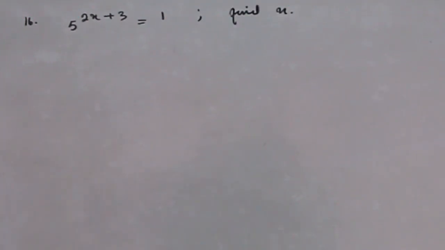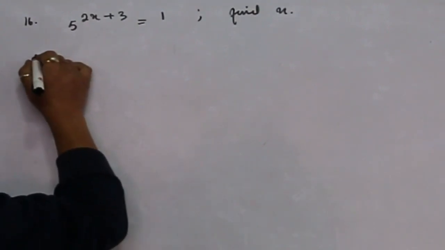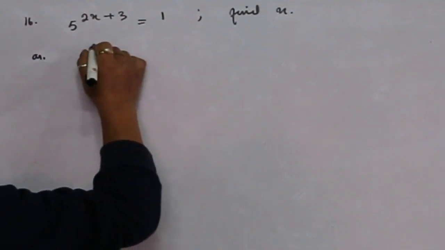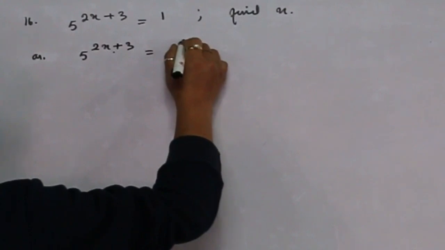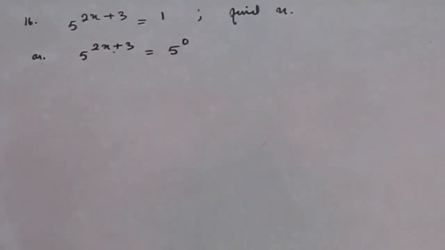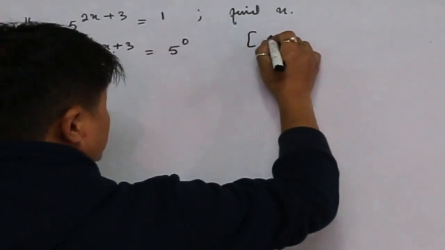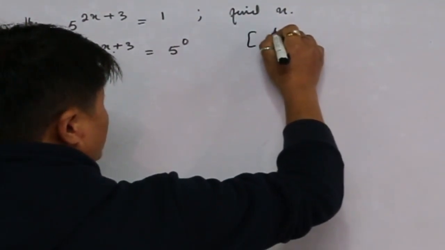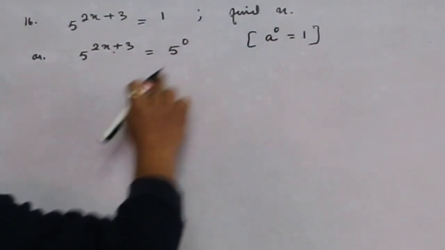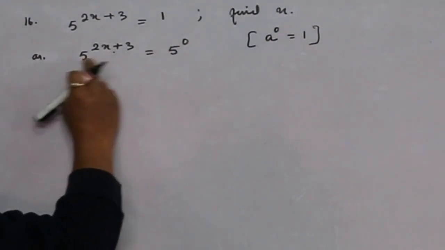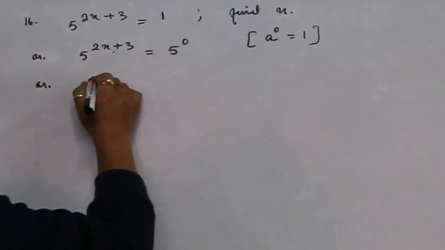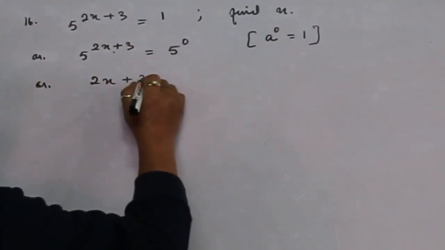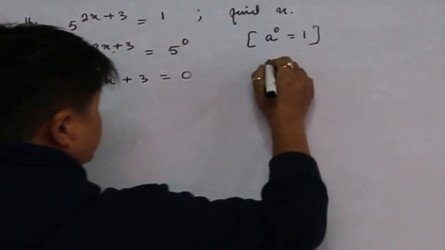Next question we have 5 to the power 2x plus 3 equals 1, and we have to find the value of x. This can be written as 5 to the power 2x plus 3 is equal to 5 to the power 0. We know that any number to the power 0 is 1. Since a to the power 0 is equal to 1, for 1 we can write 5 to the power 0 in order to make the bases the same. When the bases are the same, their powers are equal. So we can write 2x plus 3 is equal to 0.